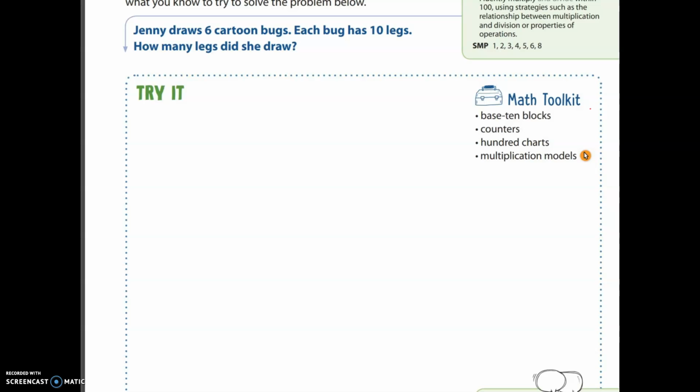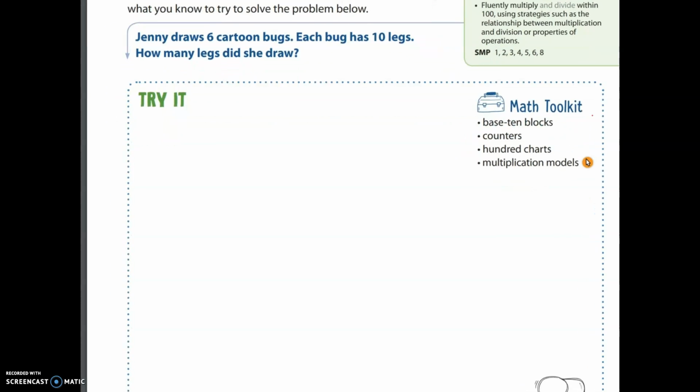Okay, we have moved on to the next section of our multiplication unit. So the first thing that I asked you to do is to try this problem about Jenny's cartoon bugs. It says she draws 6 bugs and each bug has 8 legs, or 10 legs. Sorry, 10 legs. So there's a few ways you could have done it.